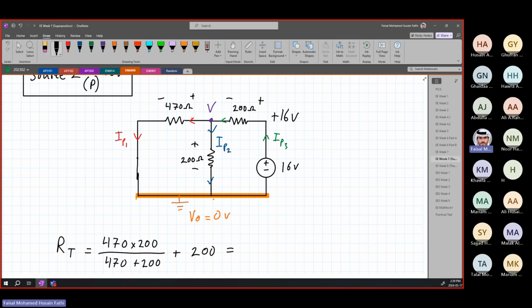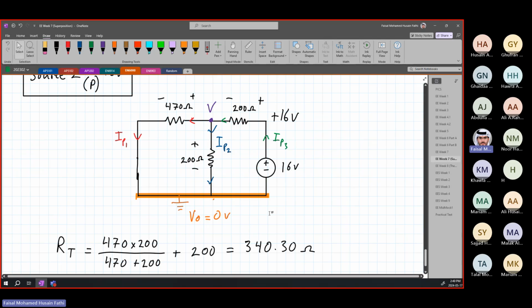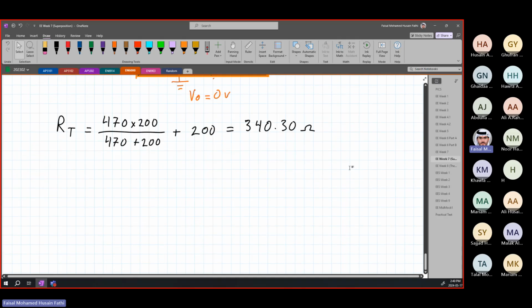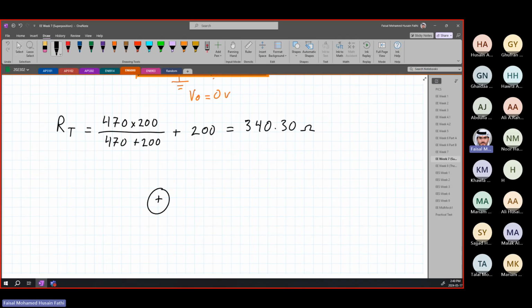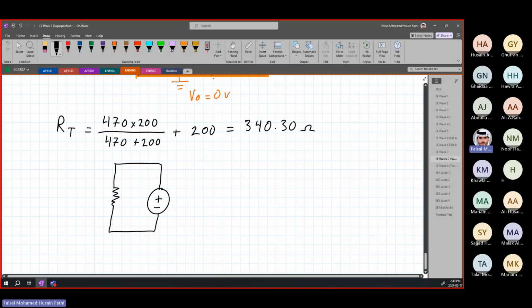So put this in the calculator real quick. 470 times 200 over 470 plus 200, all of it plus 200, is going to give me 340.30 ohms. All right, so this is our R total now. Now that we found our total, we can find I total. Keep in mind, if we redraw the circuit so it's clear, this is our voltage source, and this is our equivalent resistor R total, which is 340.30 ohms.